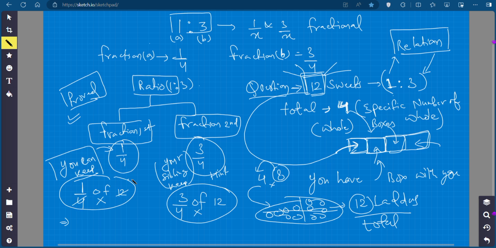4 times 3 is 12, so you can keep 3. 4 times 3 is 12, so 3 3s are 9. You can give 9 laddus to your sibling, and this is that relation. You can keep 3, and 9 is actually 3 times what you have. Correct, 3 3s are 9. So this proves the whole difference and concepts of ratios and fractions.